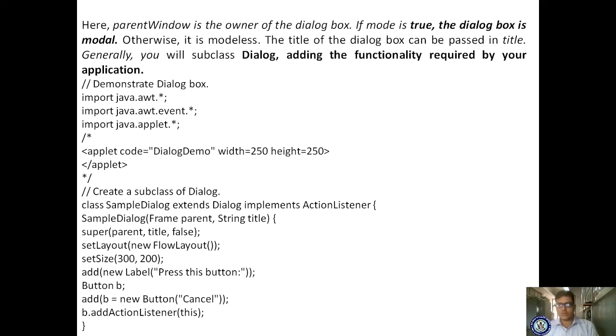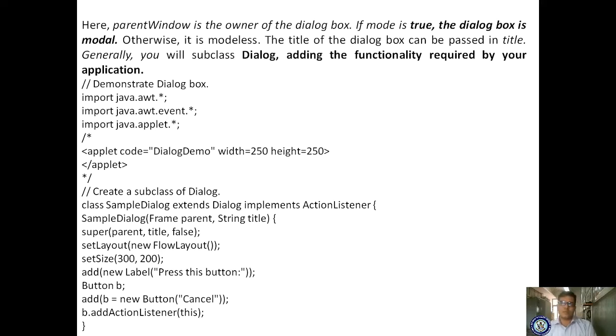Dialog box true means whatever operation has to be performed will be performed within the same frame, within the same window. It is not redirecting to some other window. The title of the dialog box can be passed in title. Generally you will subclass Dialog, adding the functionality required by your applications.